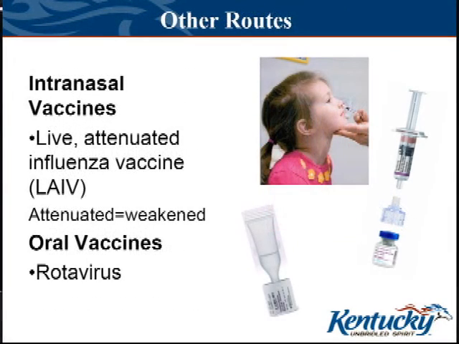We also have other routes that we give vaccines. There's a flu vaccine called Flu Mist that we give intranasally. And then we also have oral vaccines, and this is how we administer rotavirus vaccine.